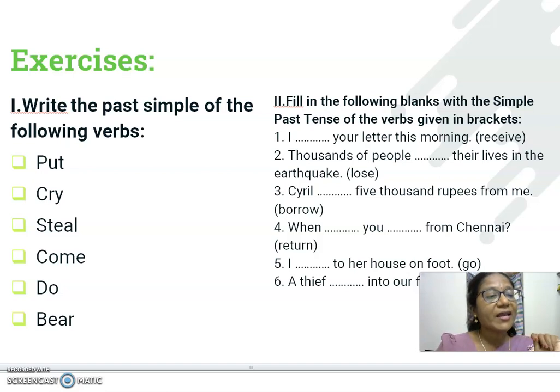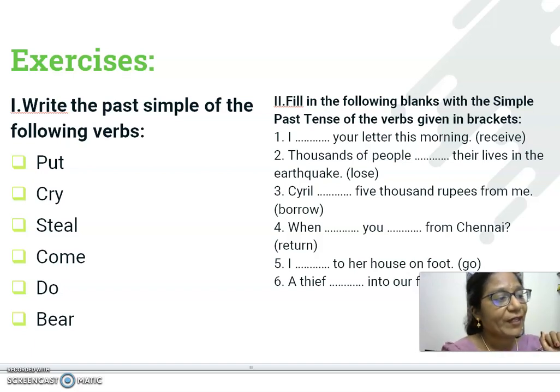The fifth one, I blank to her house on foot. The verb which is given in the bracket is go. So what is the answer? Yes, absolutely. It is went. I went to her house on foot. The last one, a thief blank into our farm last night. Yes, the verb that is given within brackets is break. What could be the answer? Yes, it is broke. Often we tend to use or confuse it with the word broken. But the right answer is: a thief broke into our farm last night.